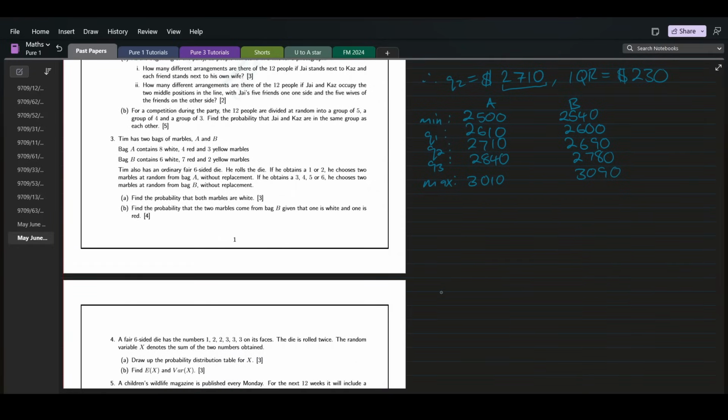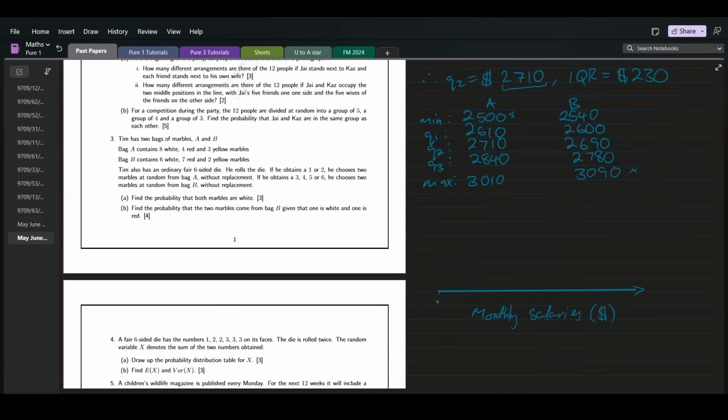So let's draw our x-axis here. This will represent monthly salaries, and this is in dollars. Okay, and we need to create a scale. So what's our lowest value here? That's 2500 over here, and then our largest value is 3090. Okay, so we can move in 50s. Let's try moving in 50s.